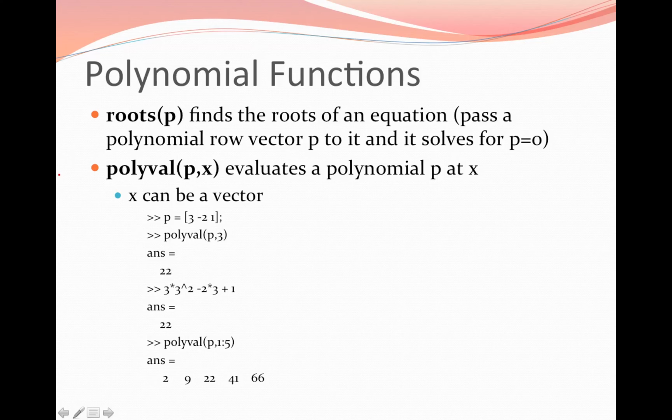The polyval function, we pass to it two arguments. The first is, again, one of these row vectors that represents the polynomial, p, and the second is x, where x could be a scalar or x could be a vector.